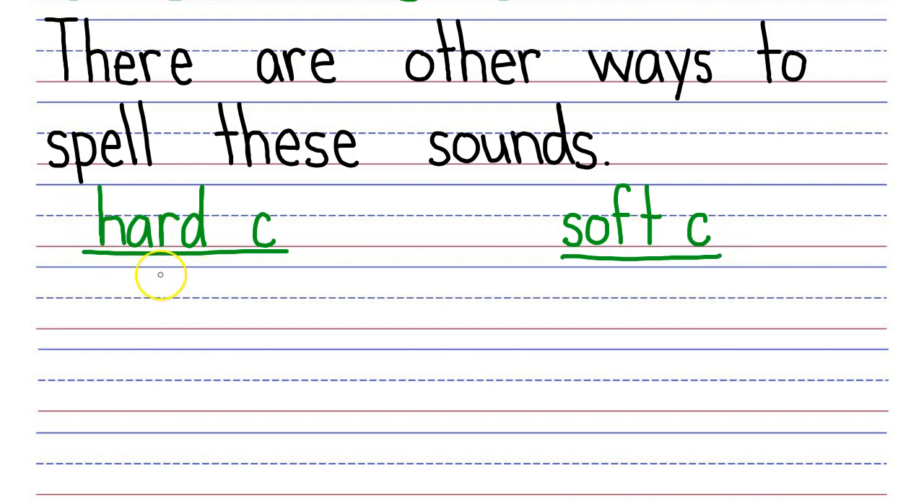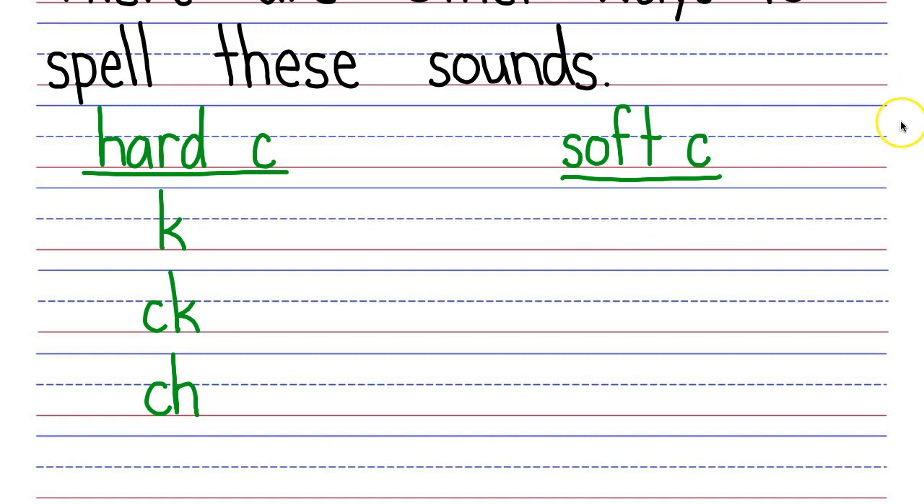For hard C, we've already learned the K that says k. So hard C says k, and K says k. We also know that CK says k. And we know that one of the sounds of CH is k. Remember, CH makes 3 sounds, ch, k, sh. So the hard C sound k is the same as the second sound of CH. And then we get to add letter C to this list today. Letter C can also make the hard C sound k.